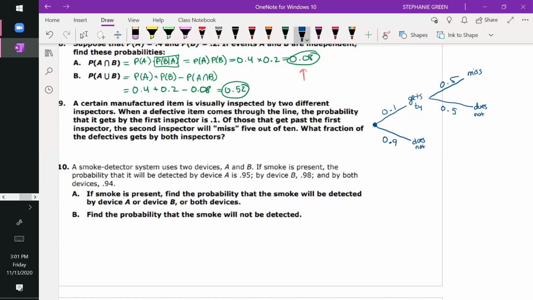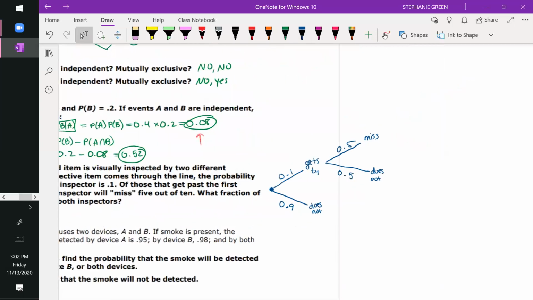So what fraction of the defective gets by both inspectors? What's the probability that it gets by the first inspector and it gets by the second inspector? Just multiply those two to get that combined probability. 0.1 times 0.5 is 0.05.